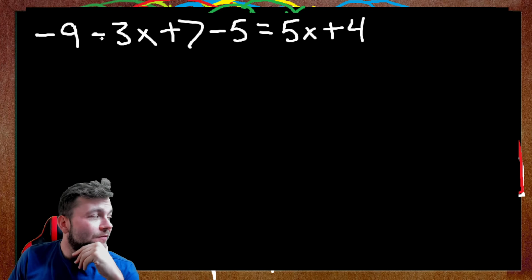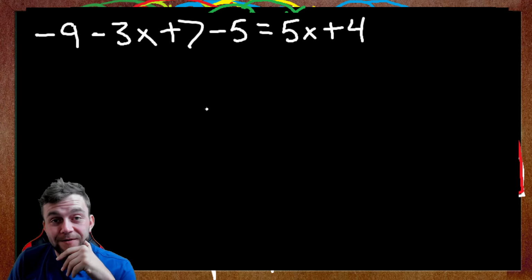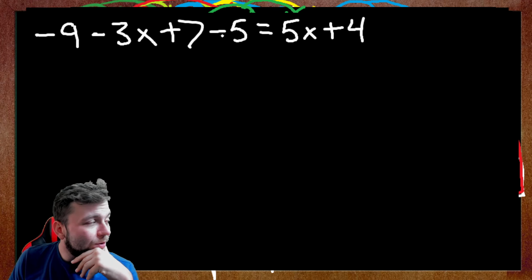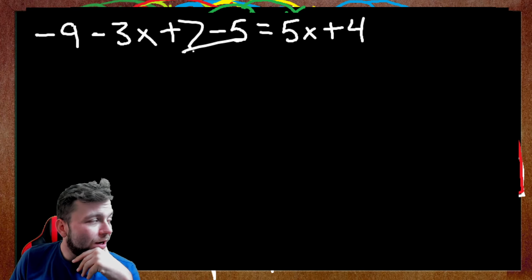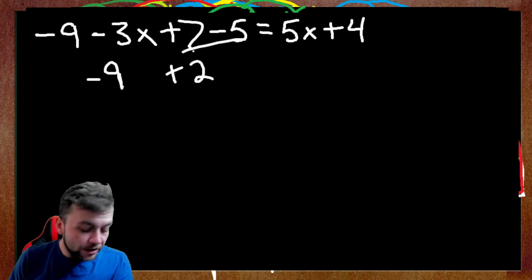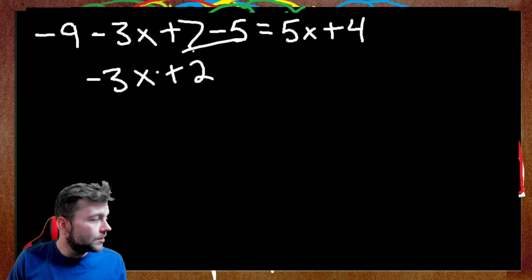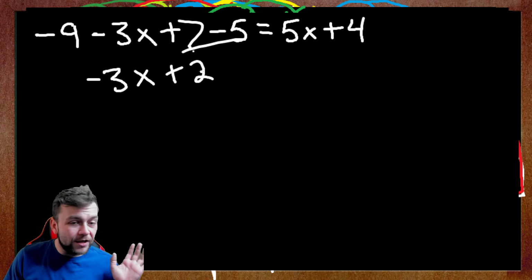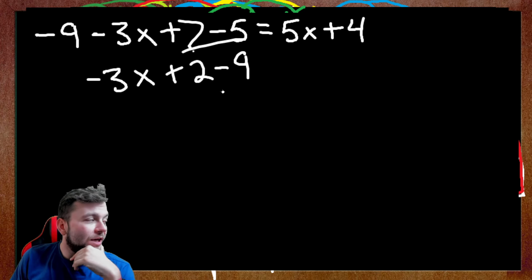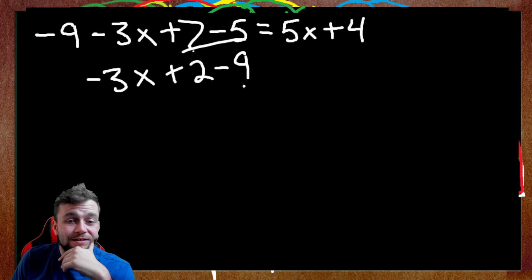So, negative 9 minus 3x plus 7 minus 5. What are the like terms there? There's a whole bunch of integers. Let's just deal with this part right here first. So positive 7 minus 5, that is a positive 2. Negative 3x plus 2. And then we have this minus 9 here. Let's just toss it. We're still on the same side of the equal sign, so we don't have to do anything weird.